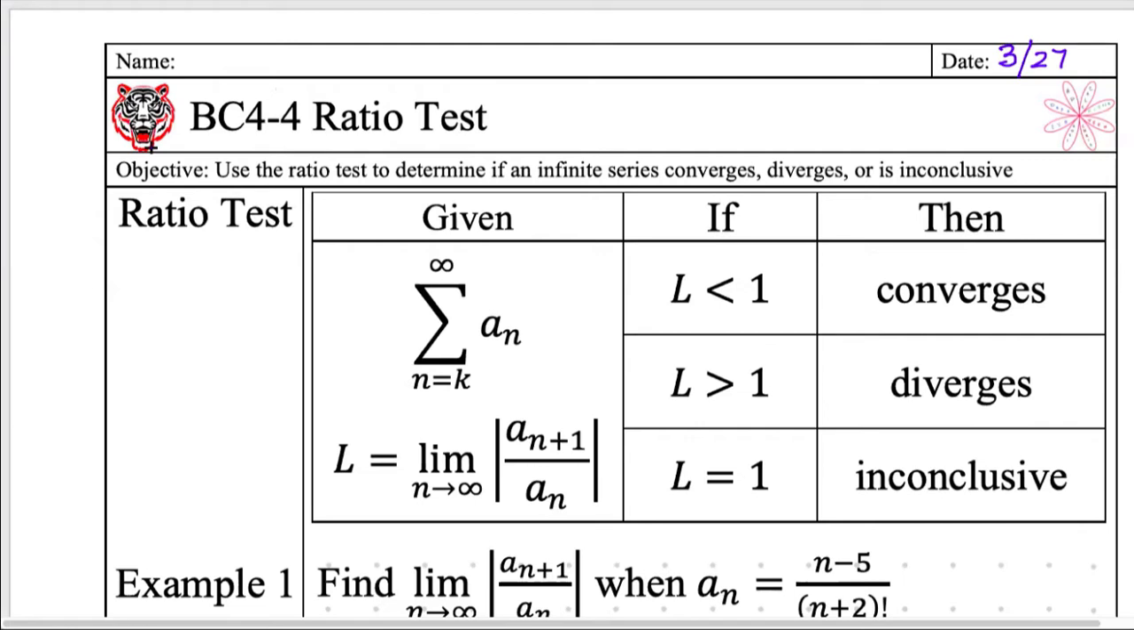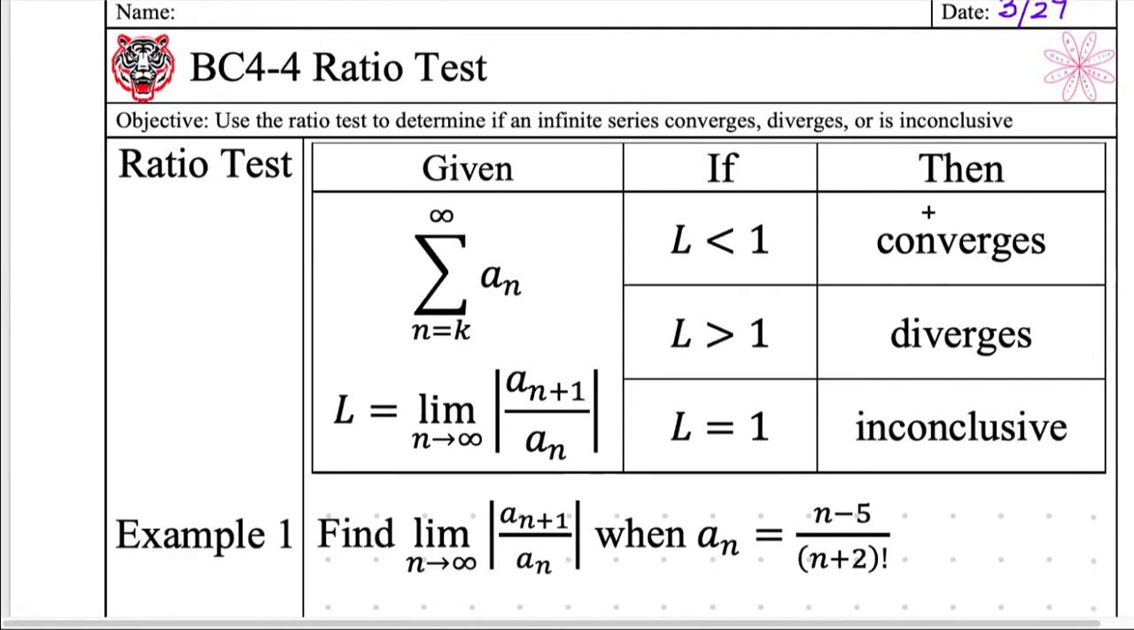Use the ratio test to determine if an infinite series converges, diverges, or is inconclusive. Exactly. This test is really, really powerful. In lesson 4-3, we saw the alternating series test, and it doesn't tell us that much. This one tells us quite a bit.